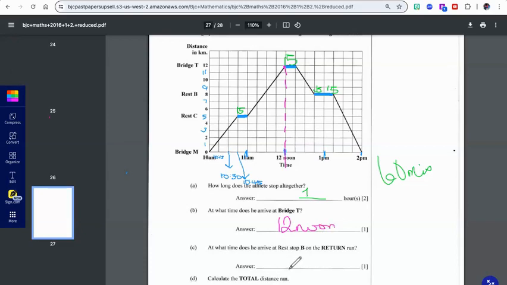At what time does he arrive at rest stop B on the return home? Now that's a trick question. On the return run, at what time does he arrive at rest stop B? Now you have to calculate that because that's between. And this is why it's good to label this all together. If you had already labeled this, then you should be able to tell me exactly what it is, even without calculating. But if you don't label your graph completely at the very beginning, it's going to work you hard at the end.